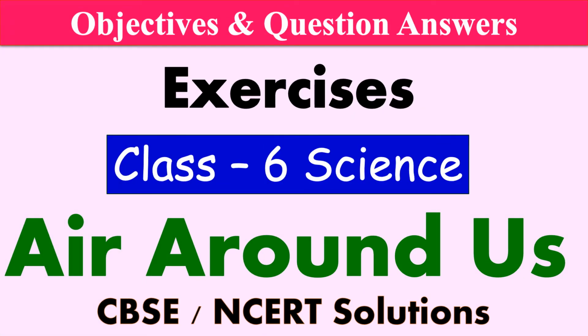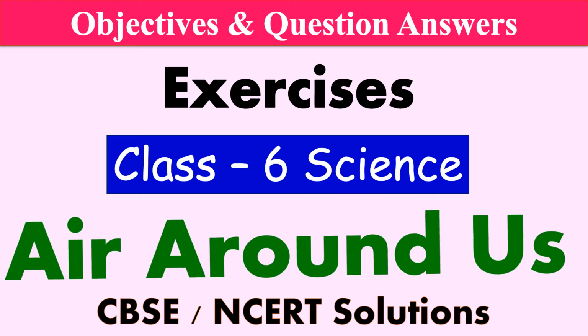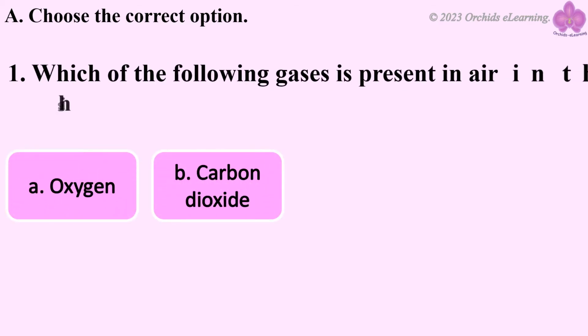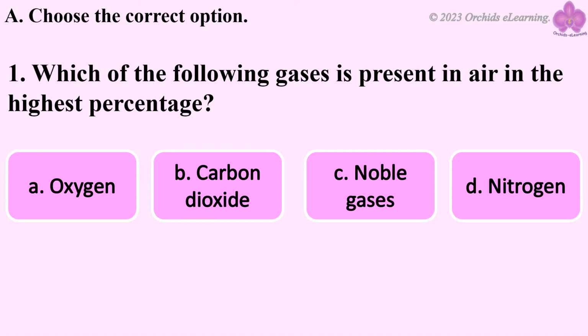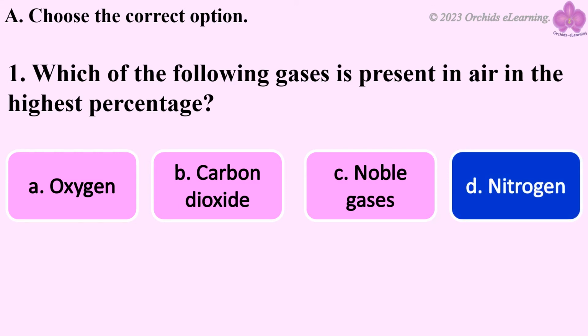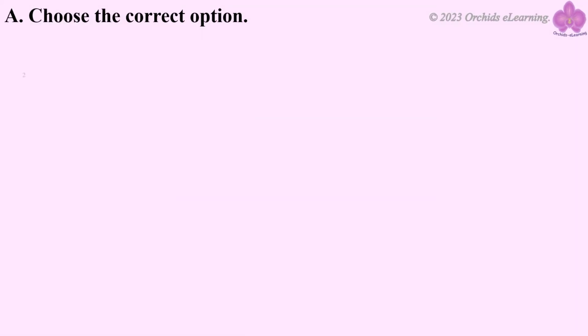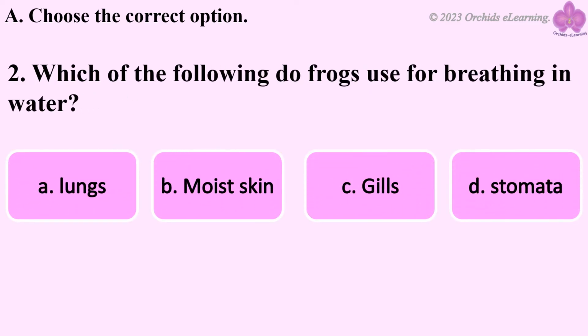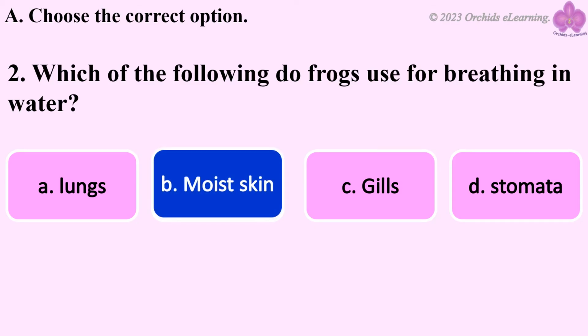Objectives, and question answers exercises on the lesson, Air Around Us. Choose the correct option. Which of the following gases is present in air in the highest percentage? D. Nitrogen. Which of the following do frogs use for breathing in water? B. Moist skin.